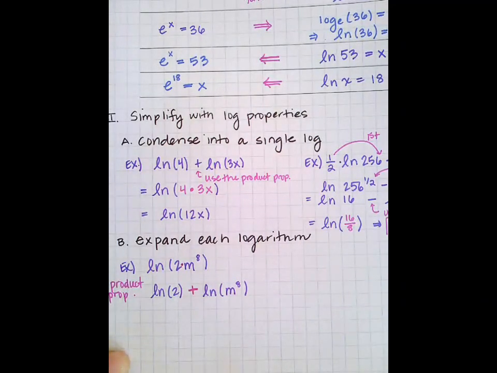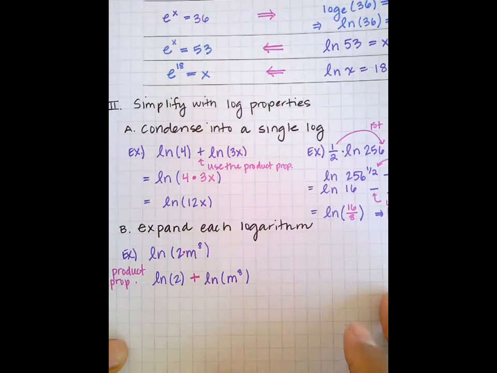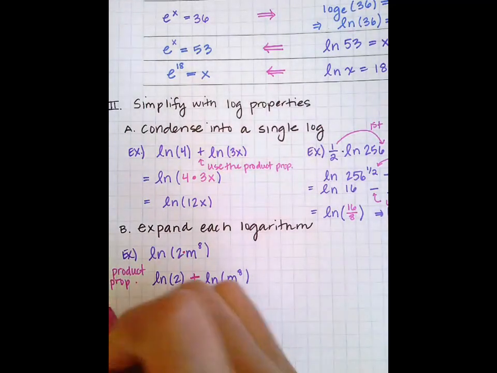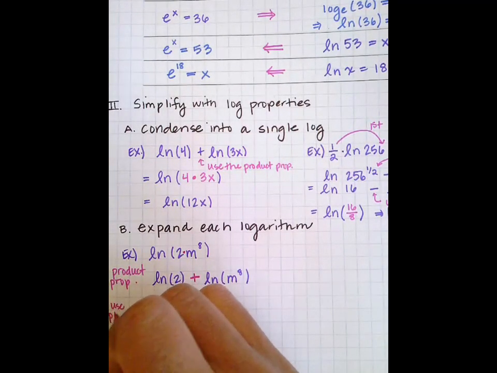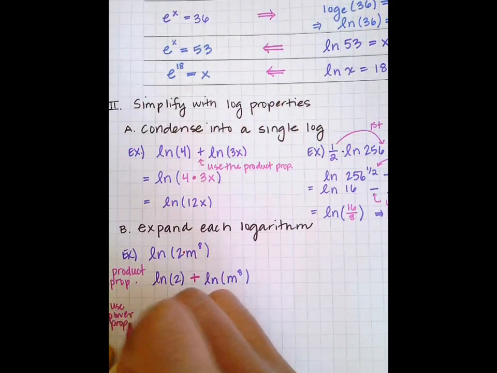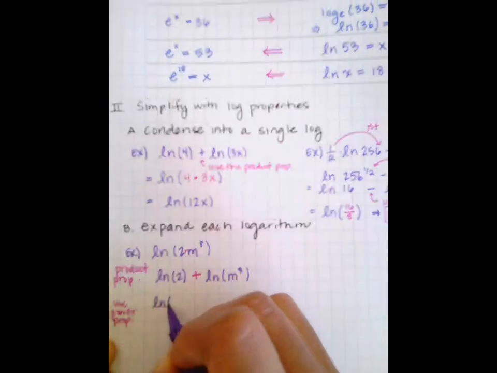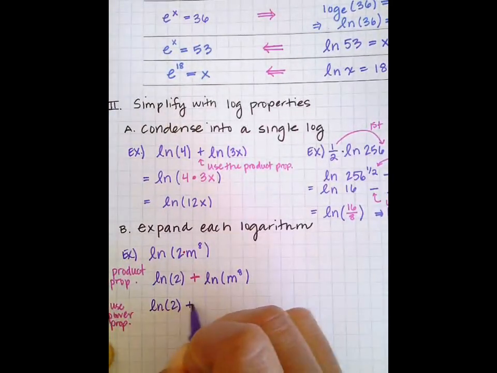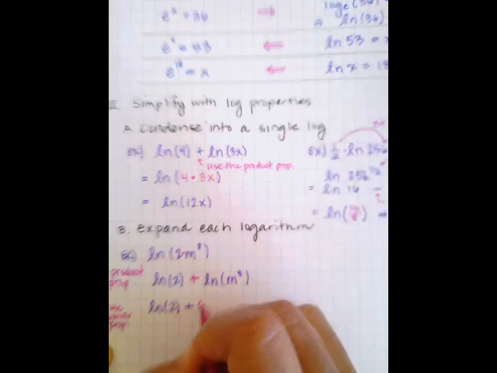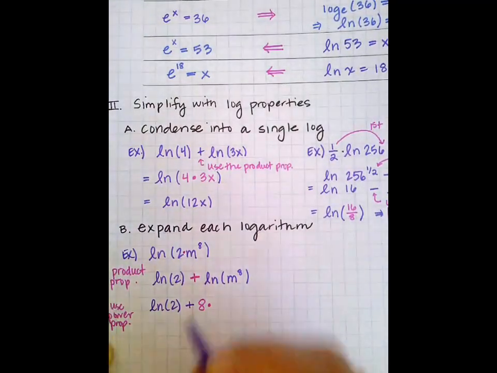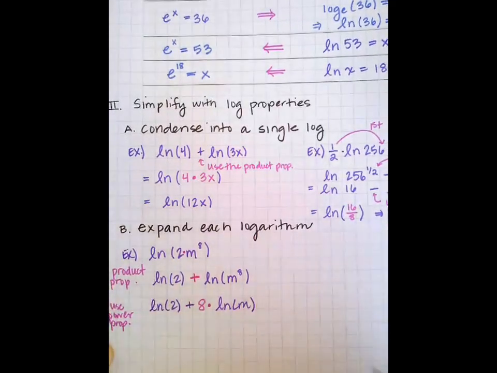The next thing that we can do to continue to expand the log and simplify it as much as we can is to use the power property. The power property is when we knock that 8 down into the front. So this is the same thing as the ln of 2, plus, now we would have 8 times the ln of m. And that is in its fully expanded state. These are expressions, so we're not looking to figure out a final value. We're just looking to write them in another equivalent form.